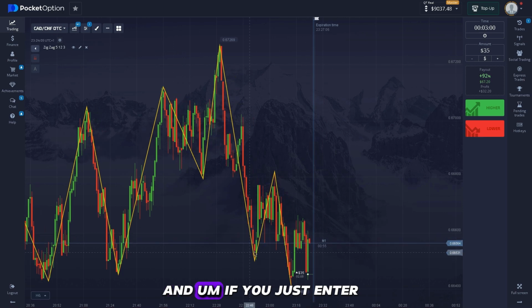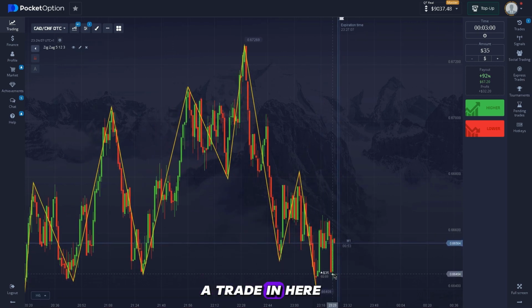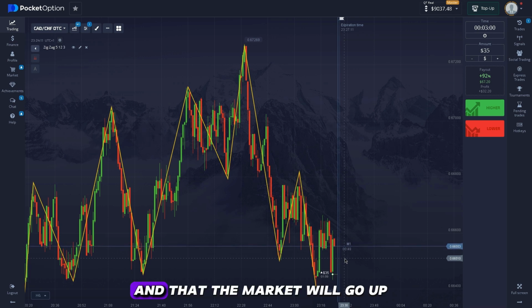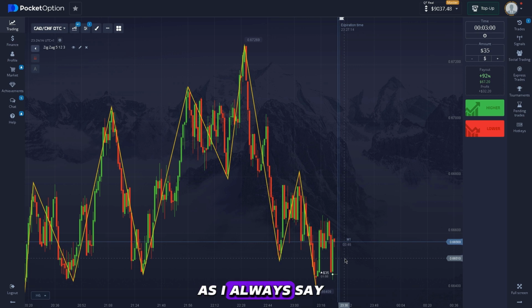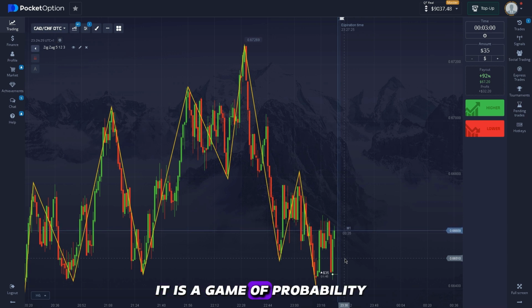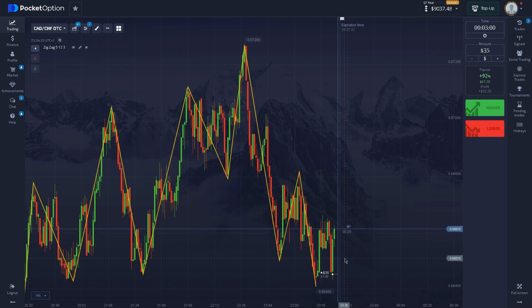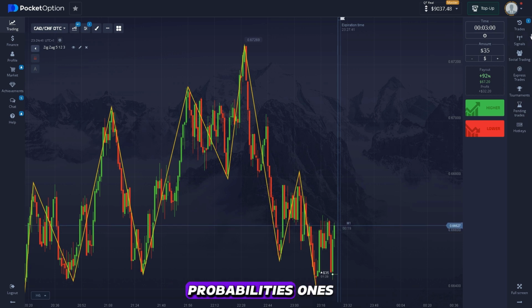If you enter a trade in here, there's a decent probability that the market will go up. As I always say, trading is not about being lucky or something else. It is a game of probability and possibilities. So you will need to learn good, high probability setups. That is all price action is about. You just need to differentiate the lower probability setups from the higher probability ones.